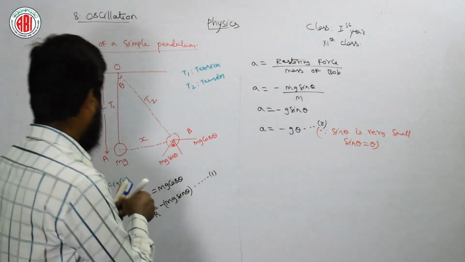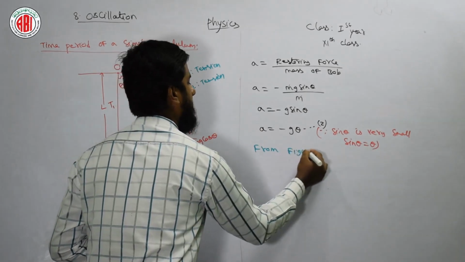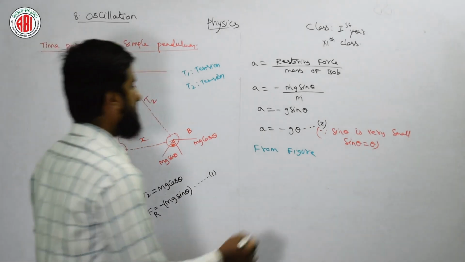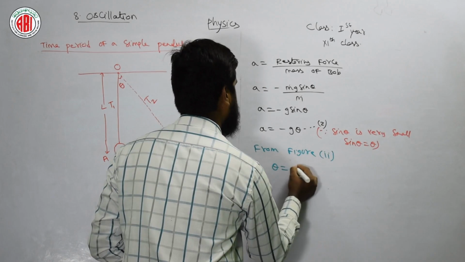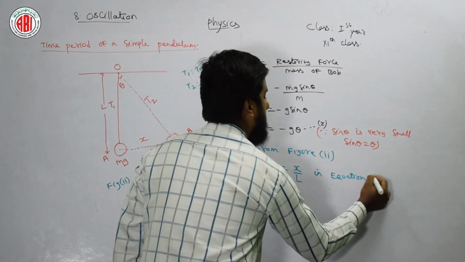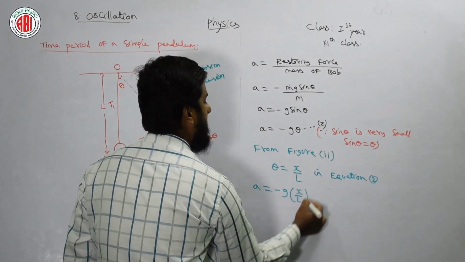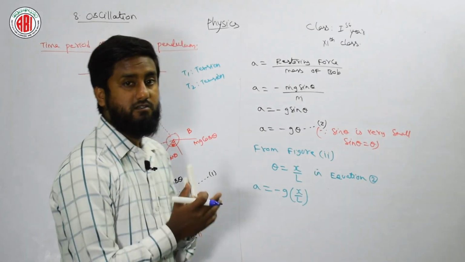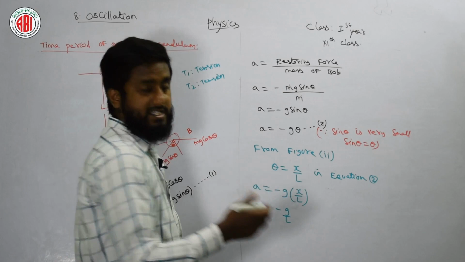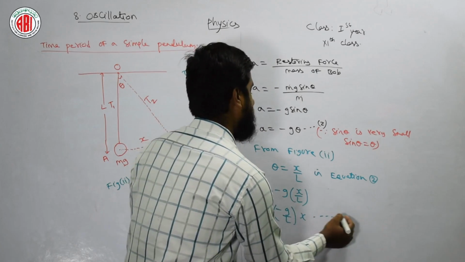Now you can see I am doing this from the figure, the diagram: theta is equal to x by L. So from figure 2, theta is equal to x by L, and we put this in equation number 2. What happened? a is as it is, minus g is also as it is, and in place of theta we have x by L. Now a is equal to minus g by L into x. I am considering this as equation number 3.